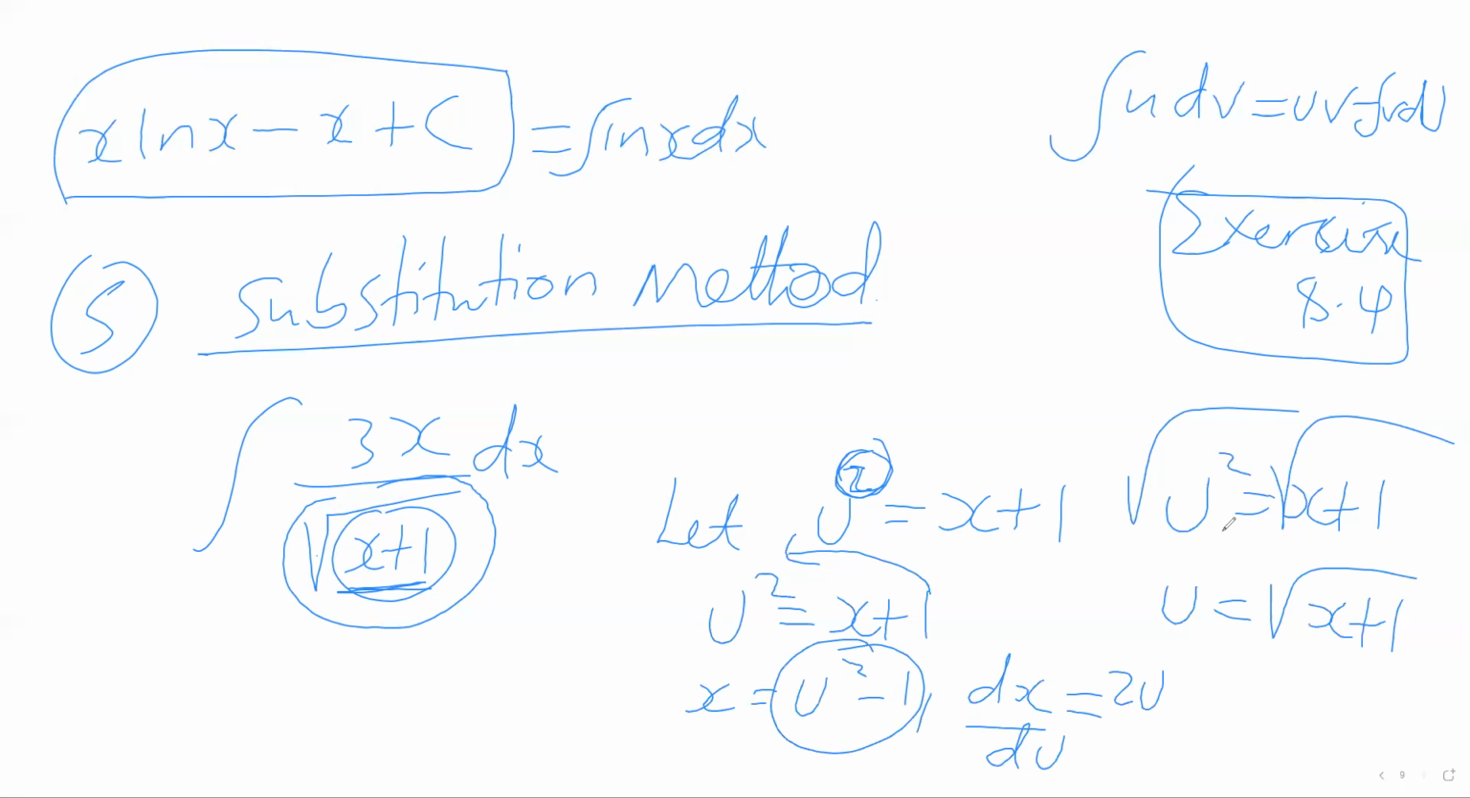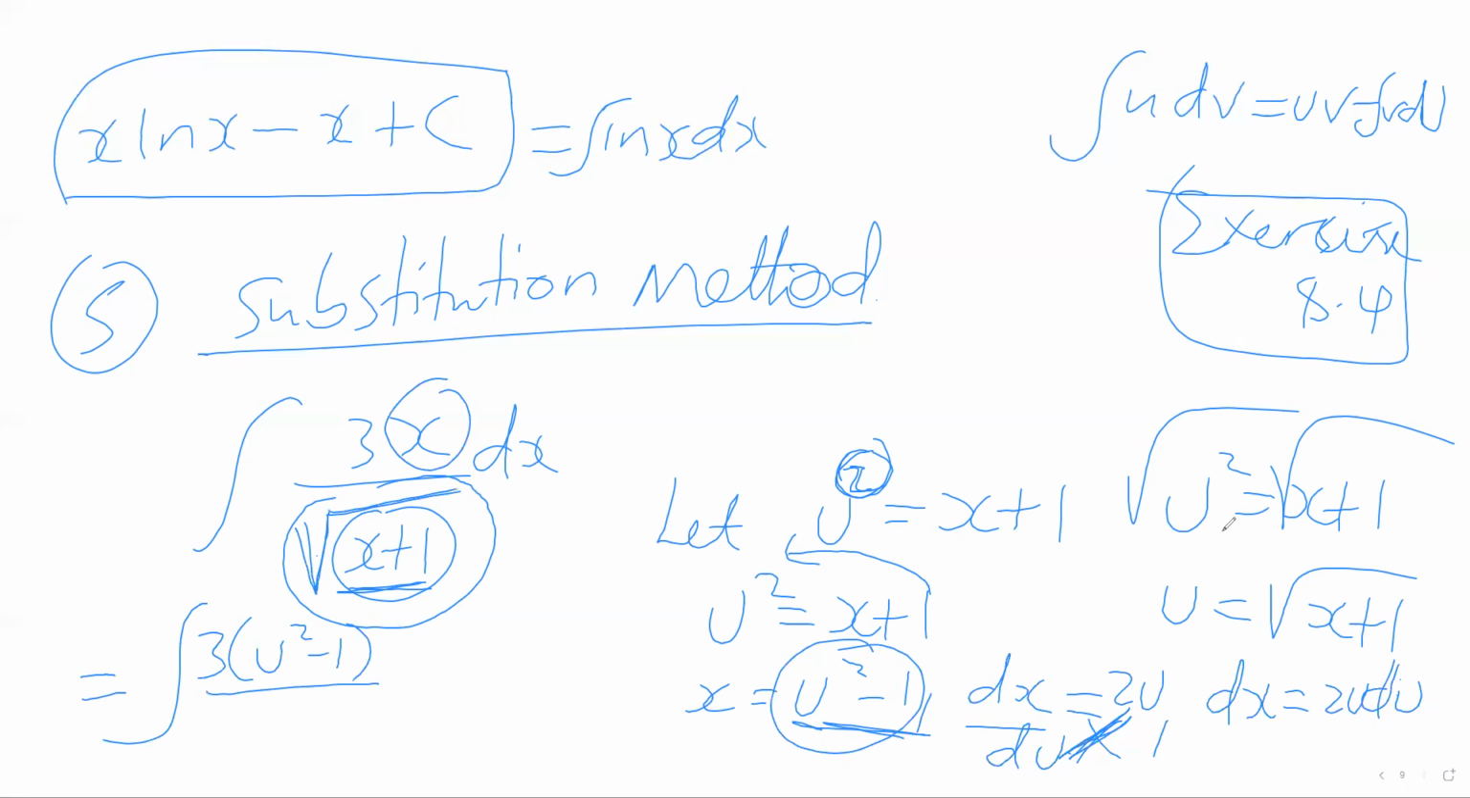And then I make dx the subject of the formula. So what am I going to get? Making dx the subject of the formula, I'm just multiplying these guys. So it will be 2u du. Right? 2u du. That's what I have. So dx is 2u du. So meaning this function now I can write it as 3. What is x, guys? X, I call it u squared minus 1. Over, what is the square root of that? It's u. What is dx? It's 2u du.